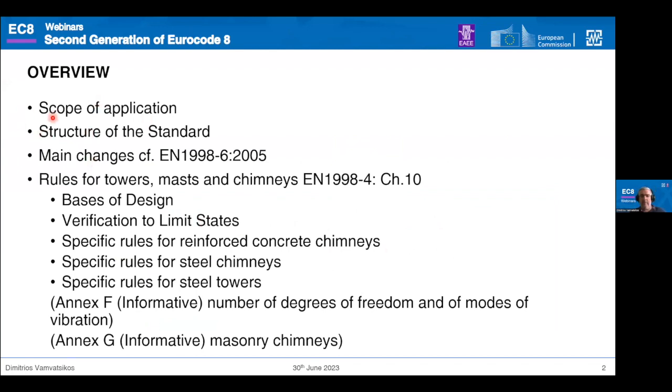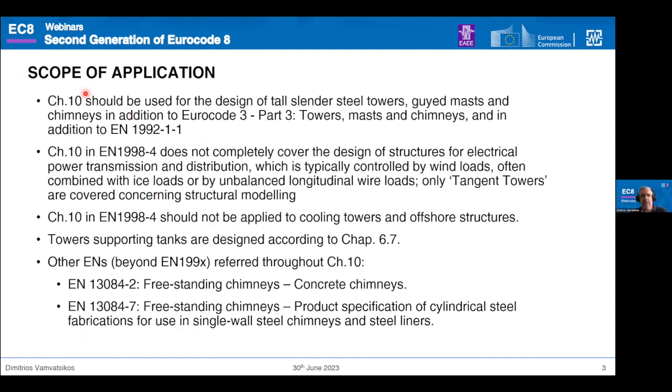Just an overview, scope of application, the basic structure of the standard, some main changes and simplifications that had to happen compared to the older standard, and then a brief introduction and discussion of the relevant rules. In general, this is part chapter 10 or clause 10, if you will. You can use it to design tall, slender steel towers, guide masts, and chimneys. And of course, you cannot do it on its own. You have to use Eurocode 3, part 3, and the relevant parts from the steel design, essentially, and concrete design.